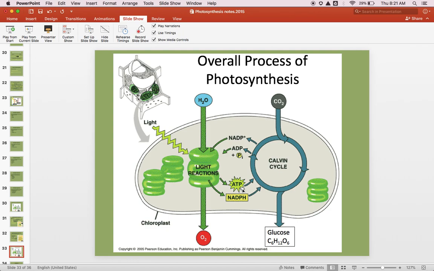So this is a cycle process where energy keeps getting cycled from the light-dependent reactions to the light-independent reactions. And in the end, what we get is glucose, which is our final chemical energy molecule that will be used as food for the plant.